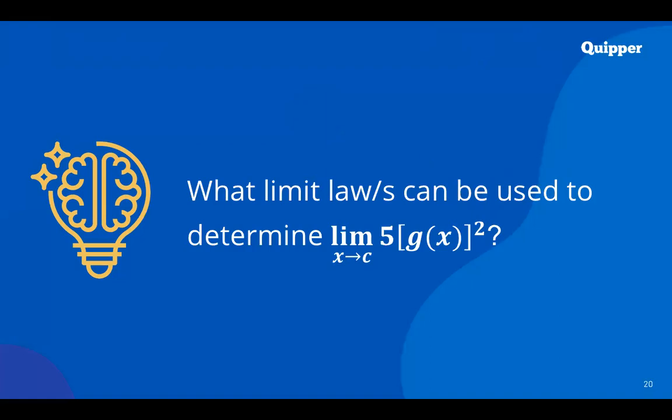So what is this one? What limit law or laws can be used to determine the limit of 5 multiplied by g of x squared if x is approaching c? So we have how many laws here? We have 2 laws. We have the multiple law is because we have a number here. So lalabas lang yan siya dito. That is multiple law. And we have the power law. So we have two limit laws that we will use to find the answer here. Okay? So you need to know those.